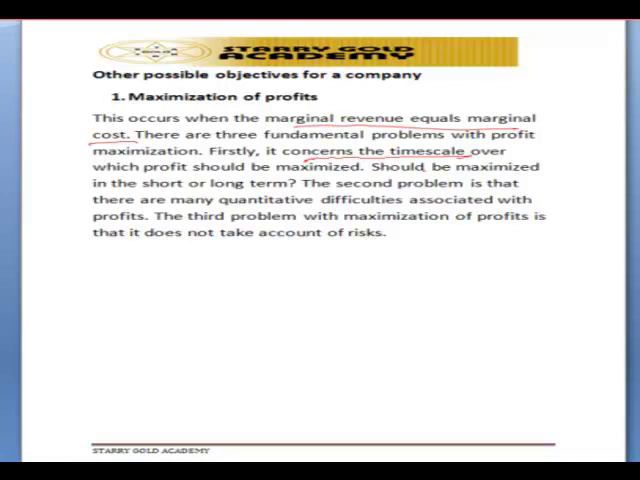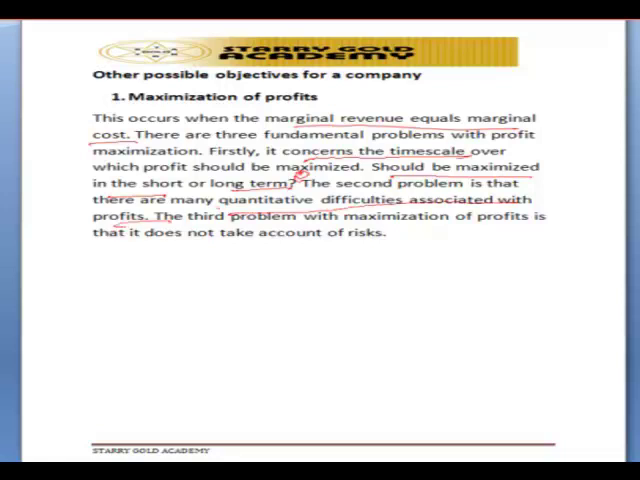Part of this indecision will raise this question: should profit be maximized in the short term or the long term? Now, number two, the second problem is that there are too many quantitative difficulties associated with profits. Let me give you an example of that.